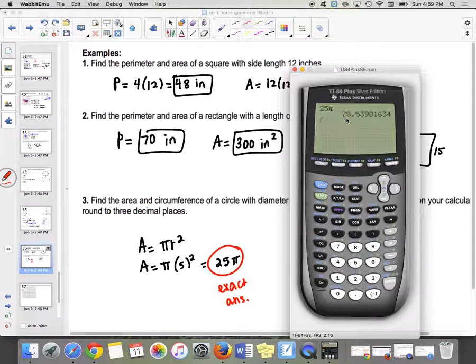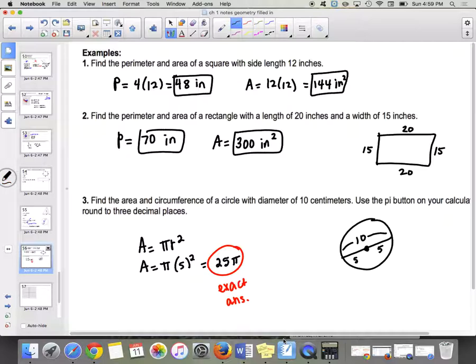So I'm going to say 78.5, it would be 3, but then this 9 would round up. So we're going to say 540. So 78.540.